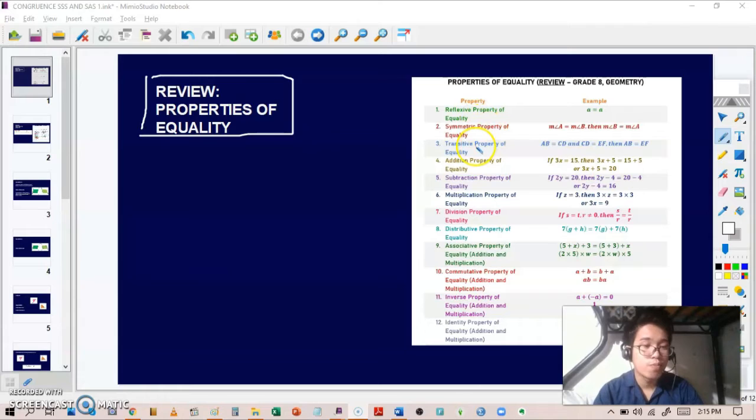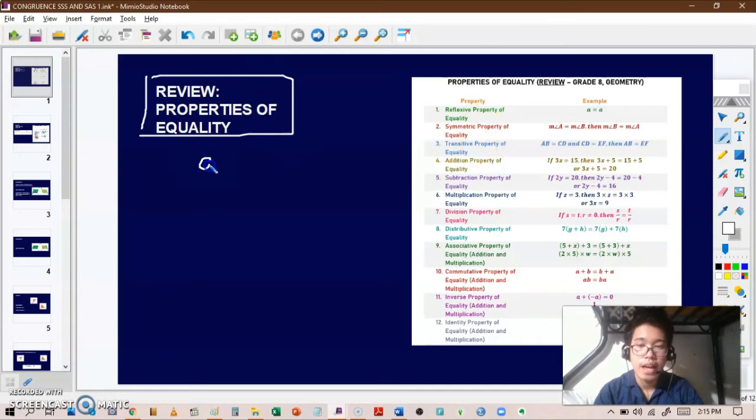We have the reflexive property of equality. It simply states that, for example, we're given here a number or a variable. This specific variable a is equal to itself. So that's the reflexive property of equality. So very logical or tautological.